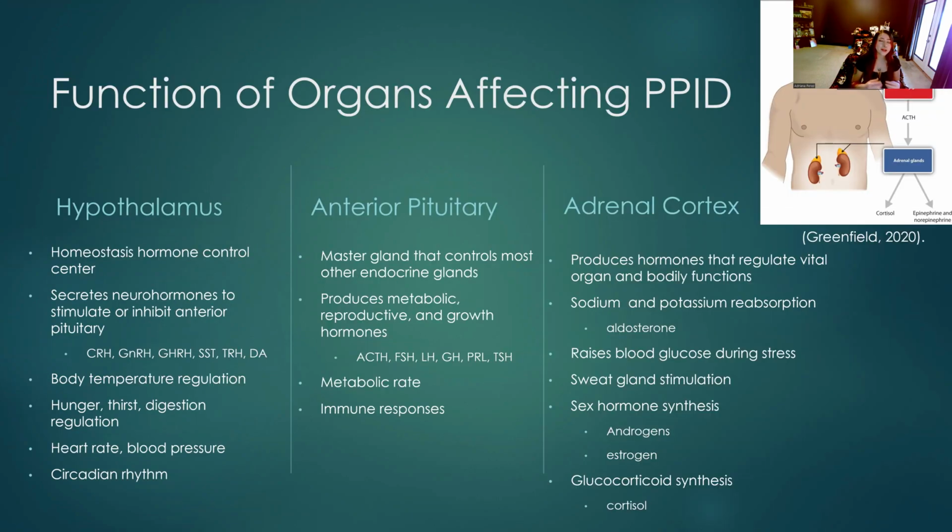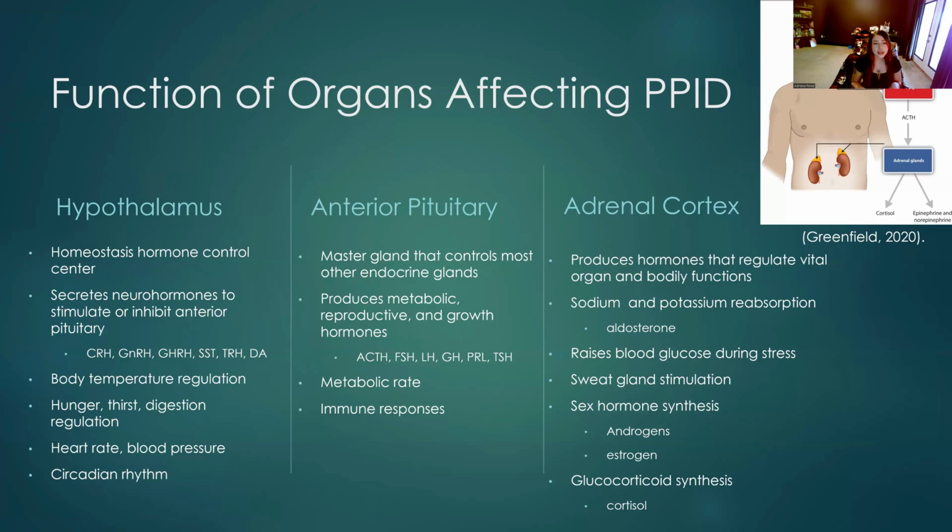So the main organs that affect PPID are the hypothalamus, anterior pituitary, and the adrenal cortex. Altogether, it's the HPA axis within the body. As you can see to the right, there's the hypothalamus and pituitary in the brain and the adrenal glands on your kidneys. So the hypothalamus is basically the homeostasis hormone control center. It secretes neurohormones to stimulate or inhibit anterior pituitary hormones. It also regulates body temperature, thirst, hunger, digestion, heart rate, blood pressure, and circadian rhythm.